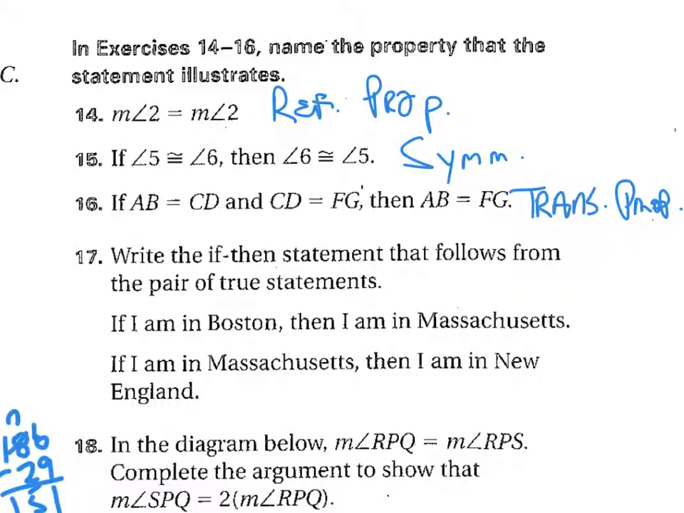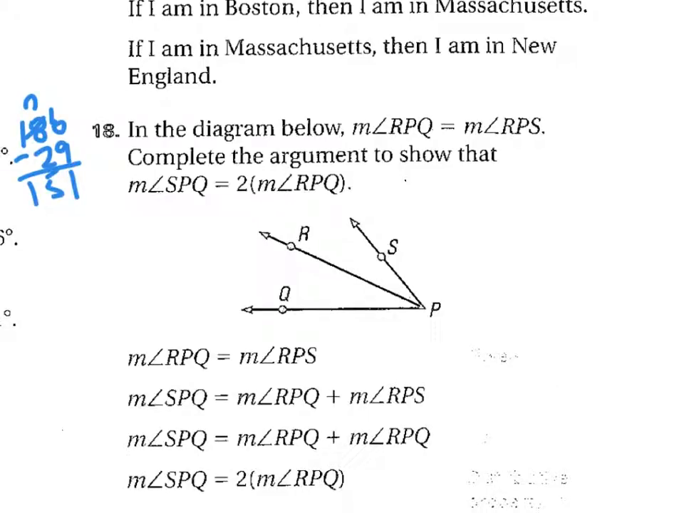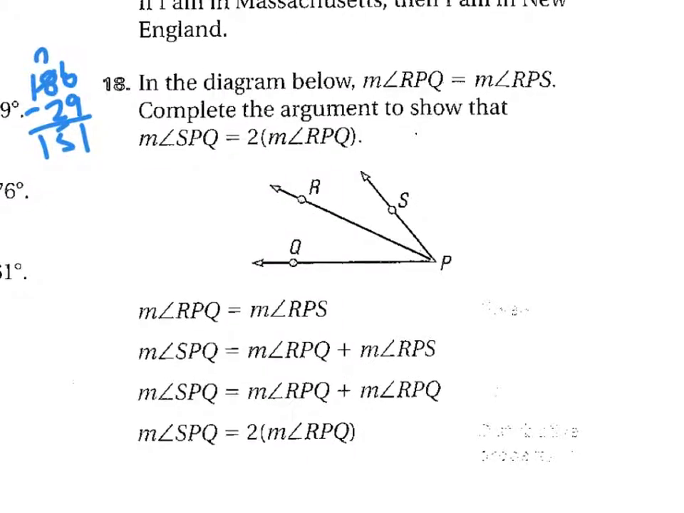Not going to worry about 17. We talked about that in class. Number 18. You got the diagram here. We do have to just draw in those. It says complete the argument to show that SPQ equals 2 times RPQ.